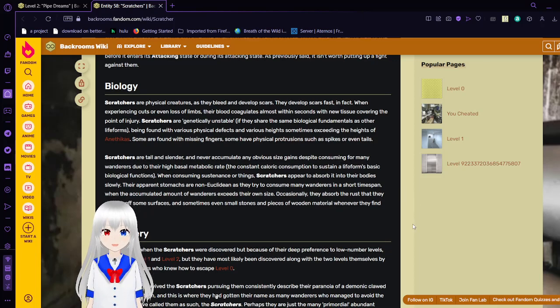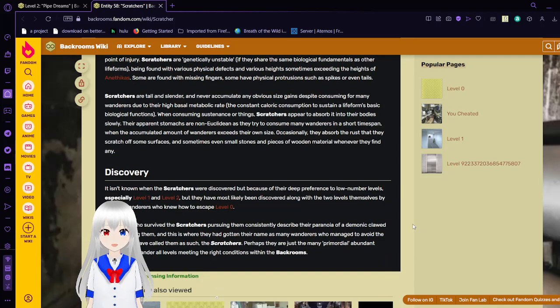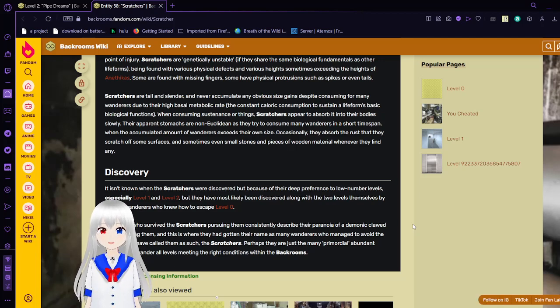Some are found with missing fingers, some have physical protrusions such as spikes or even tails. Scratchers are tall and slender and never accumulate any obvious size gains, despite consuming many wanderers, due to their high basal metabolic rate. It causes a lot of consumption to sustain the life form's basic biological functions. When consuming sustenance or things, scratchers appear to absorb it into their bodies slowly. Their apparent stomachs are non-Euclidean as they try to consume many wanderers in a short time span.